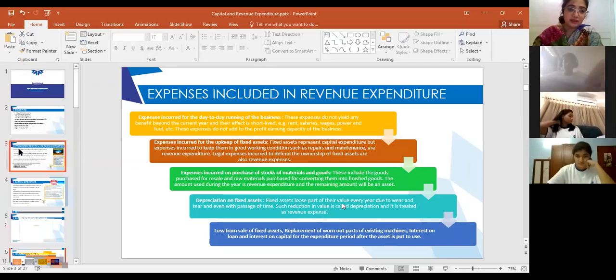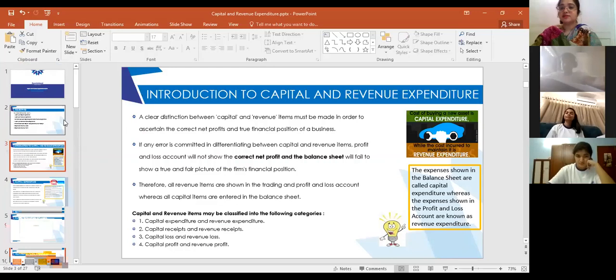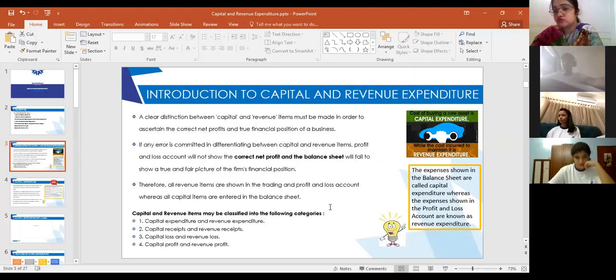This was the first slide we saw, if you remember. Introduction to capital and revenue expenditure. I told you where a revenue item is going to be shown and where a capital item will be shown. Capital items are always shown in the balance sheet, while revenue items are always shown in the trading and profit and loss account to show the true financial position of the business.